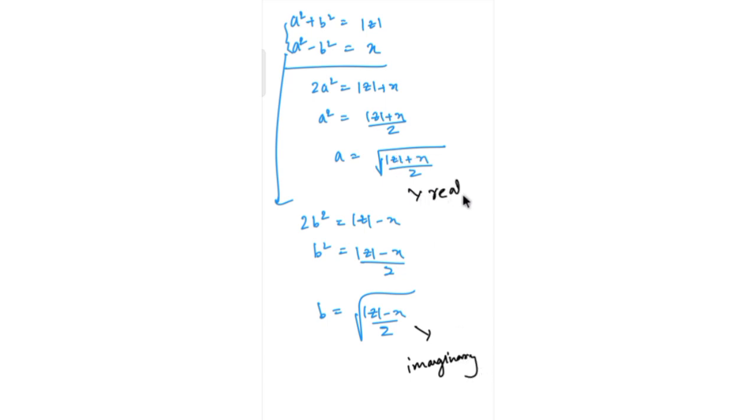And this is the real part. So we got the value of a, we got the value of b, and we know the mod z value, we know the x value. x is basically nothing but the real part of z, that is x plus iy. And here a is equal to plus or minus and b is equal to plus or minus, because this is a square root, right? So we're going to get two values.